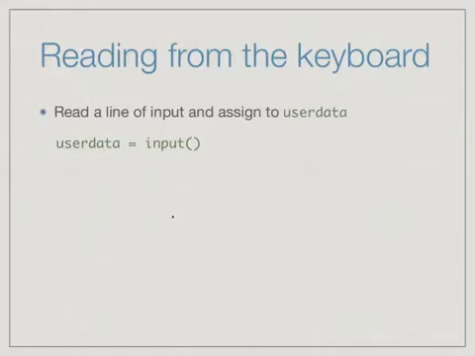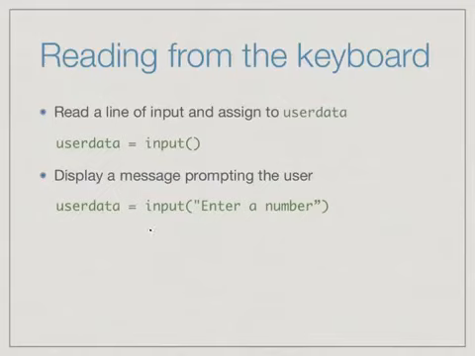So the basic command in Python to read from the keyboard is input. So if we invoke the function input with no arguments and assign it to a name, then the name user data will get the value that is typed in by the user at the input command. So remember that it reads a line of input. The way that the user signals that the input is over is by hitting the return button on the keyboard. And the entire sequence of characters up to the return, but not including the return, is transmitted as a string to user data.